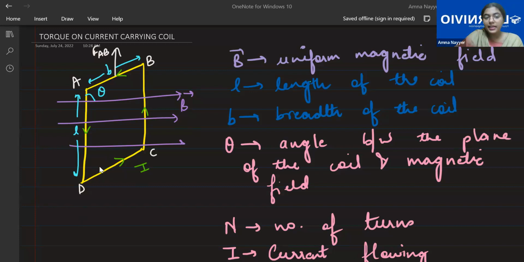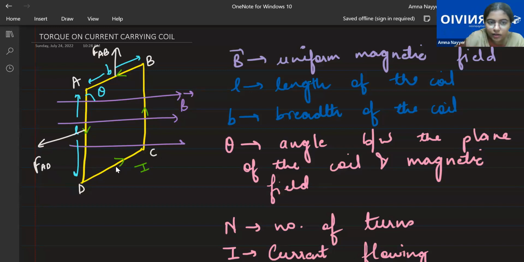Now it says the magnetic field is towards the right. If I put my hand like this, will I be able to curl it towards the right? No. If I put it like this, look class, and curl the fingers, where is the thumb pointing? Outwards, right? So here the thumb will point outwards. So the direction will be outwards for F_AD.